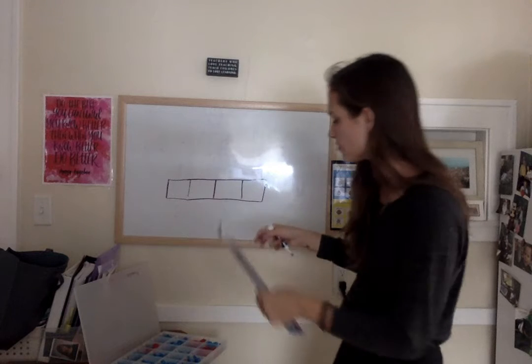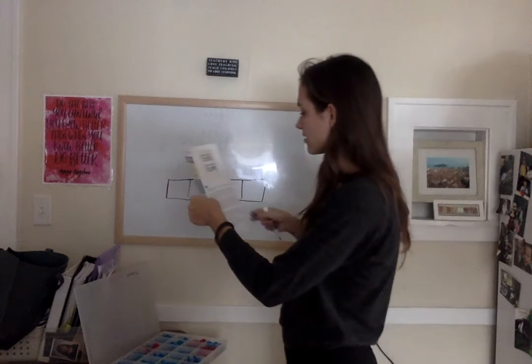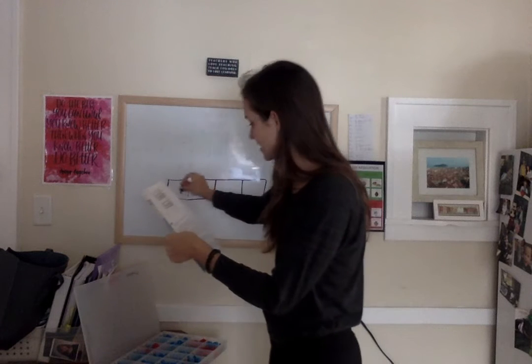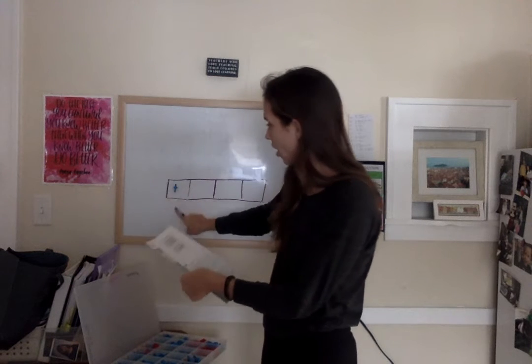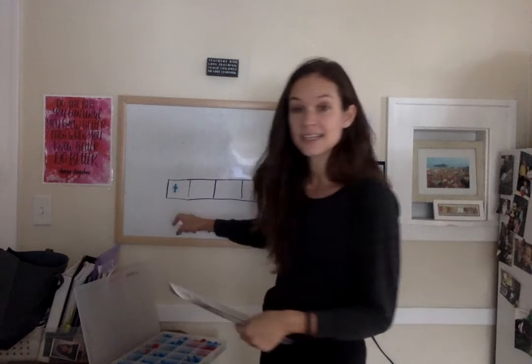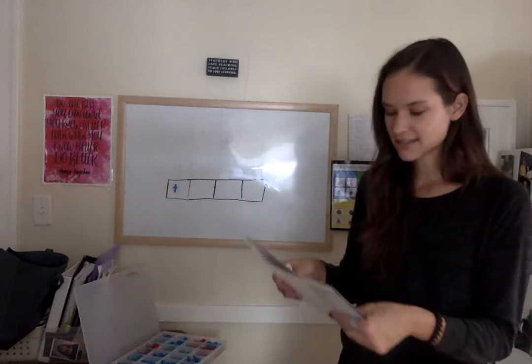What is the first sound you hear in this word? Tent. T, t. The t sound, right? So the first sound is t. What letter stands for t? The letter T stands for t. I'm going to put a letter T on the first box all the way to the left because T is the first letter. What is the next sound for tent?